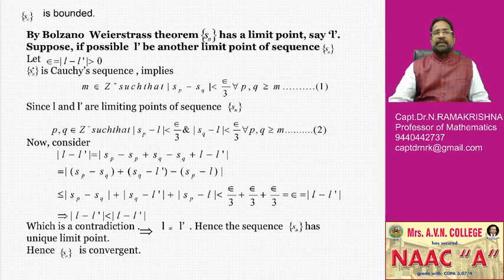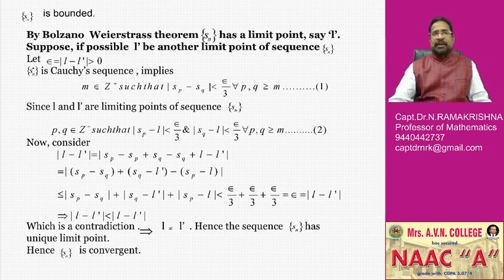Now you can add Sp and subtract Sp, and add Sq and subtract Sq, in this L minus L dash. Then this can be written as modulus of Sp minus Sq plus modulus of Sq minus L dash minus Sp minus L. This is less than or equal to modulus of Sp minus Sq plus modulus of Sq minus L dash plus modulus of Sp minus L. Each one is less than epsilon by 3. So we can write less than epsilon by 3 plus epsilon by 3 plus epsilon by 3. This is equal to epsilon.